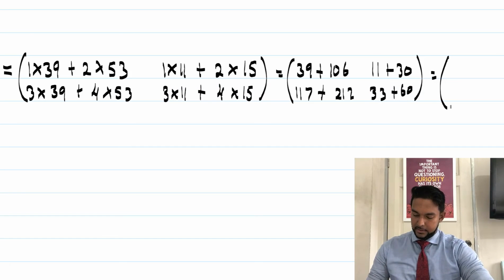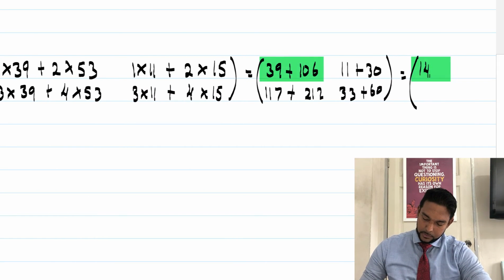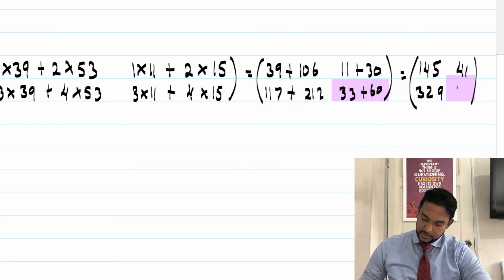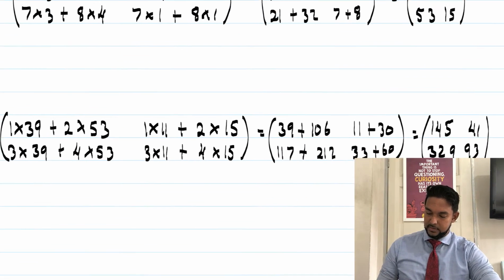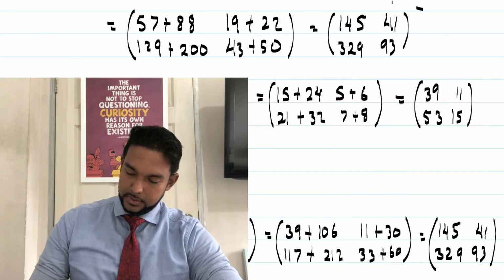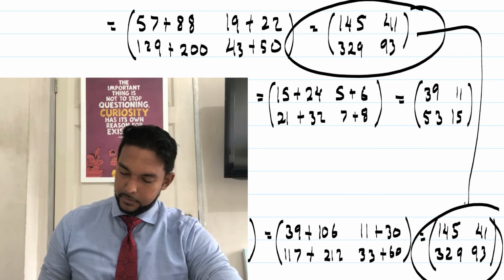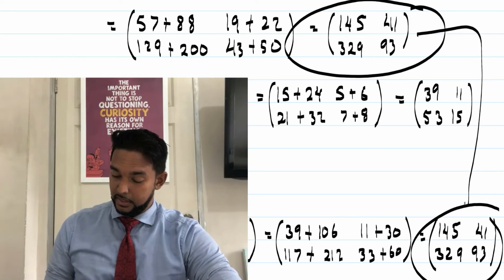When we add 39 and 106, we get 145. 11 and 30 is 41. 117 and 212 is 329. And 33 and 60 is 93. Now let's see if that corresponds to this matrix up here. Well, look at that. 145, 41, 329, and 93.